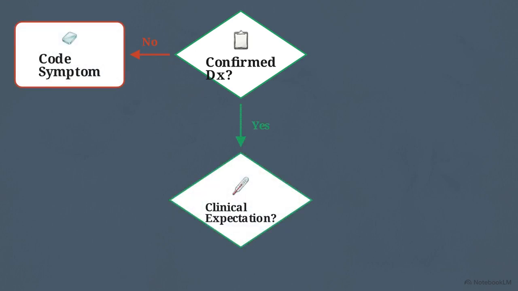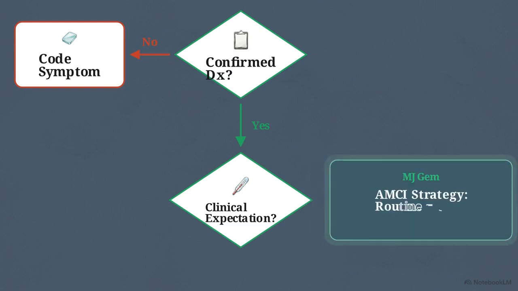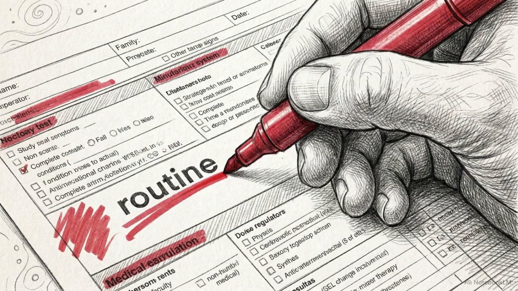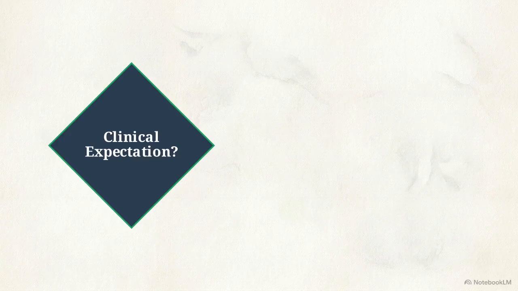The next logical filter addresses the core of guideline B.5. We must ask, is the symptom routinely associated with the disease? To rapidly evaluate this second decision node, we use a specific memory concept at AMCI. We call it an MJ gem. If it's expected, don't code it. You must evaluate the clinical documentation and ask if the symptom is a routine expectation for the patient's condition, or if it represents a clinically separate, unrelated issue.